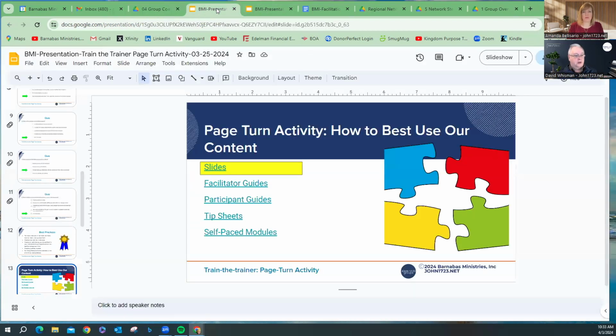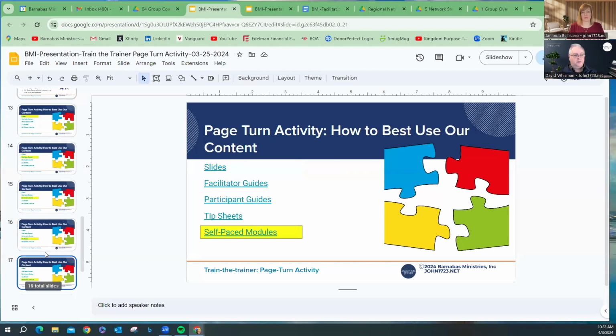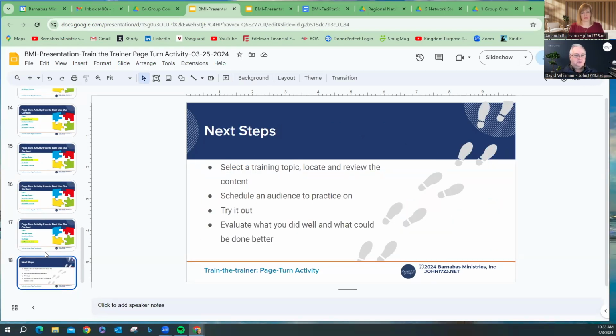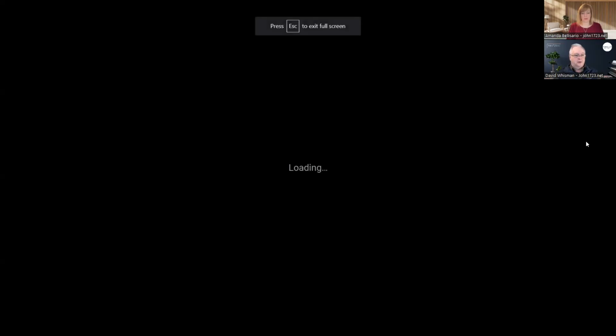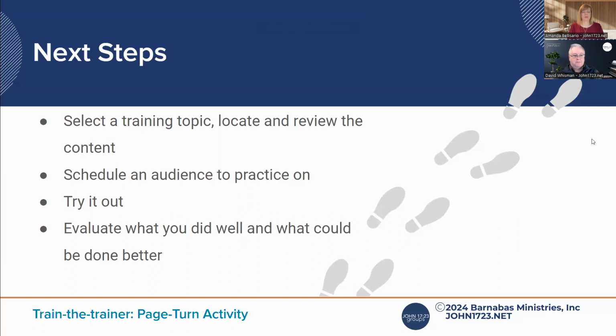Sounds good. So then after we do these, I said we would look at next steps. For you, it would be to select a training topic, locate the content that you need, the slide deck and the facilitation guide, take a look at it, review it, practice it maybe a few times, pick an audience and schedule some time. And then after you're done with that audience, ask them, or ask yourself as an observer, however you want to do it, what did you do really well and what could you have done differently or better? That way you'll continue to improve your own facilitation of that material, either through feedback from others or from your own self-evaluation.